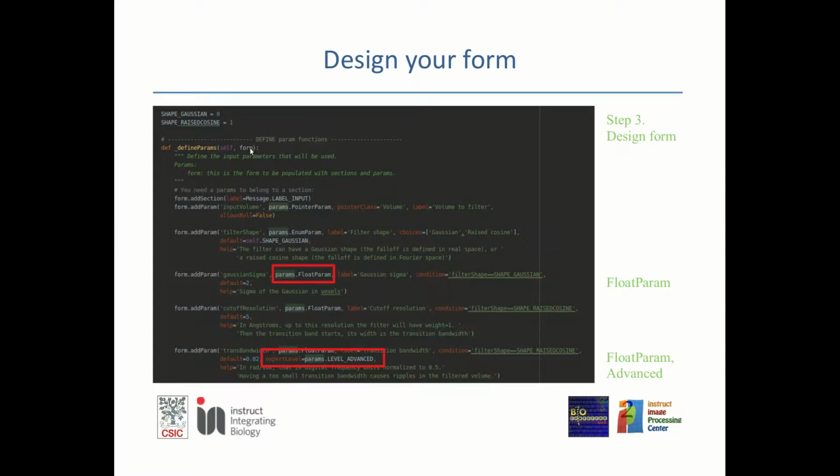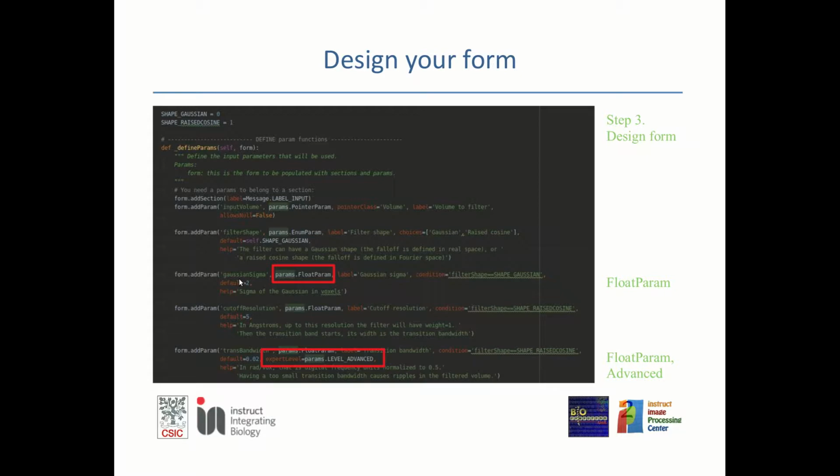And it is very important that you receive the form, you add something to it, and then you return it at the end. And it is very important that you add sections. If you don't add sections, no matter how many parameters you add, they will not go into the form. So first you add a section, and then you can add your parameters to this section. And here you have some examples. So let's start with the easy ones. So the easy ones, let's say that this float param, this was the one with the Gaussian.